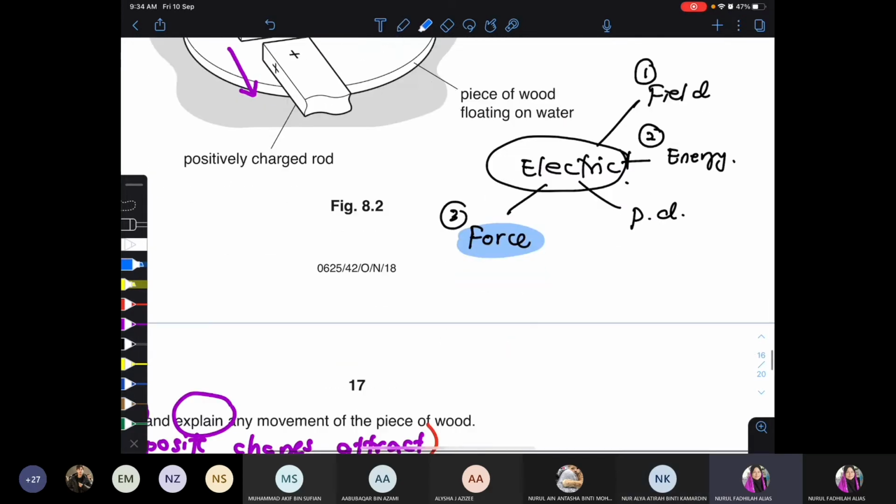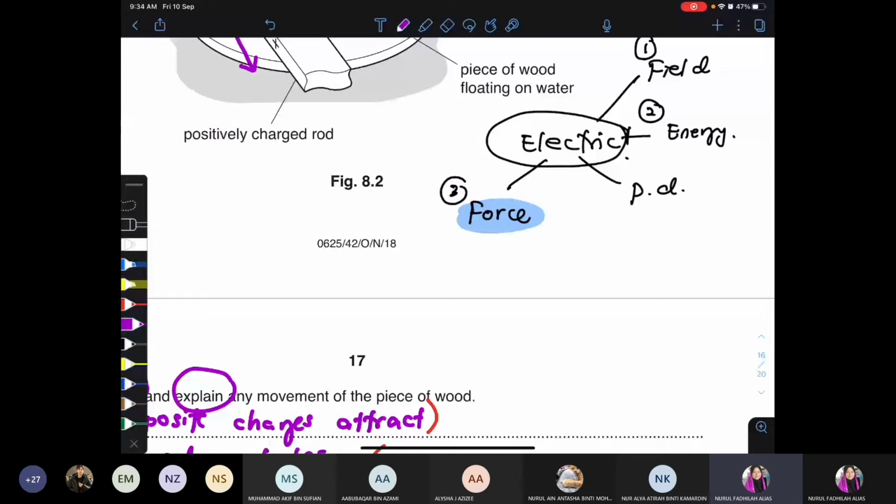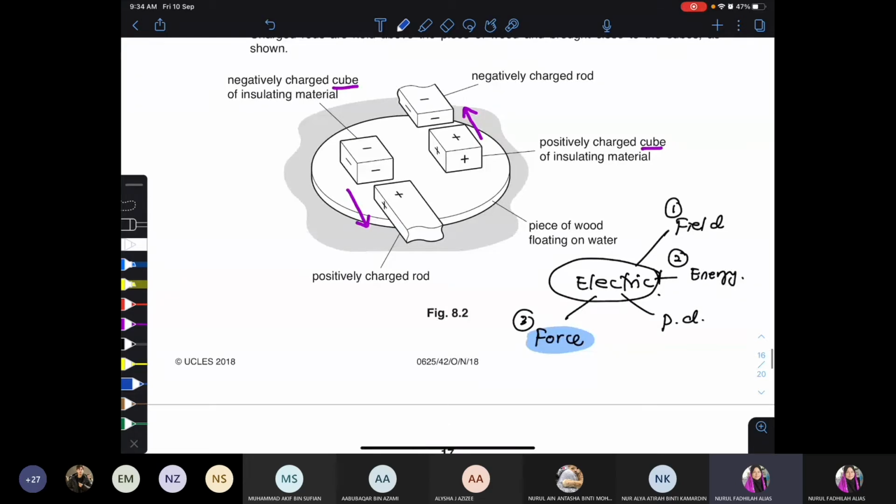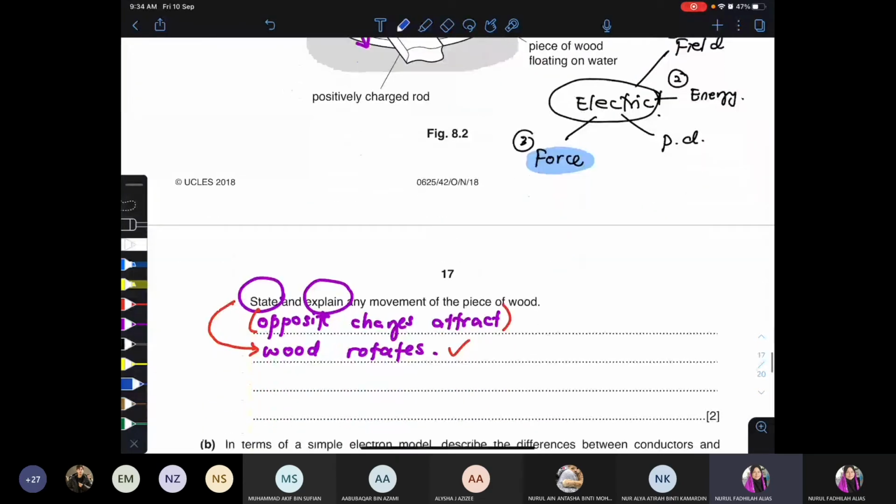So if you recall the topic of force, when we talk about force, we have a rotating force, or we have an equilibrium force. What do we mean by equilibrium force? So here you need to talk about the force first. There is an upward force or forces in opposite sides. So what do you say? Two forces.